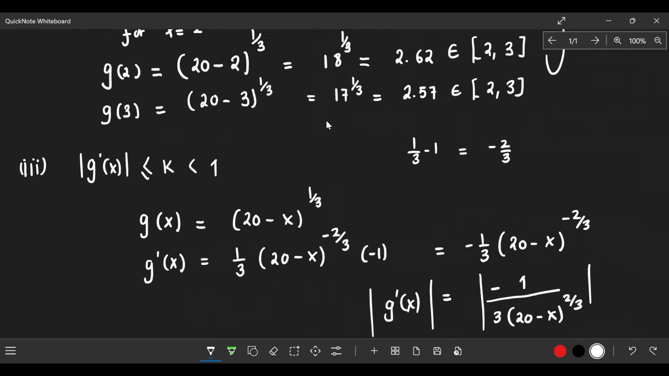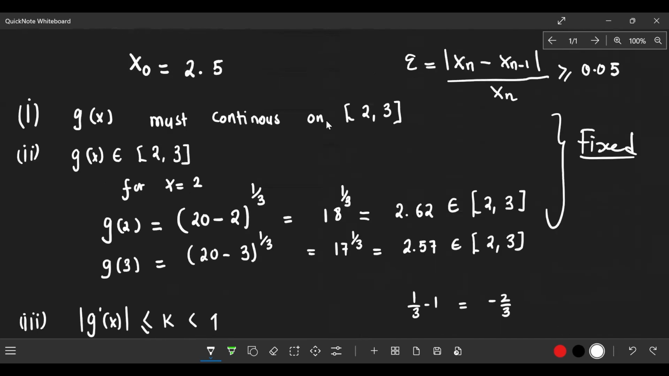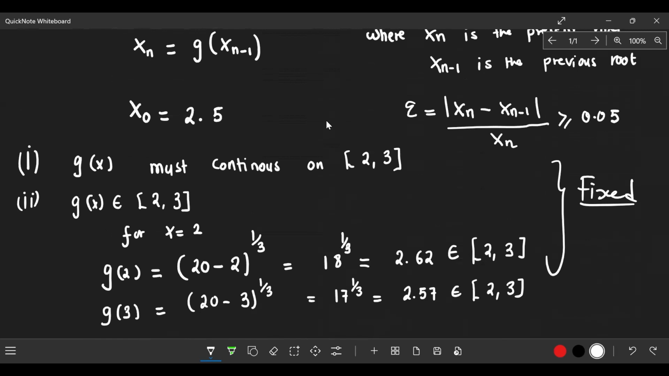The function itself must be continuous on that interval. That's compulsory, it's mandatory. And also g of x must belong to that interval. Okay, that is a must. Is that clear? Yes. So if those two conditions are met.